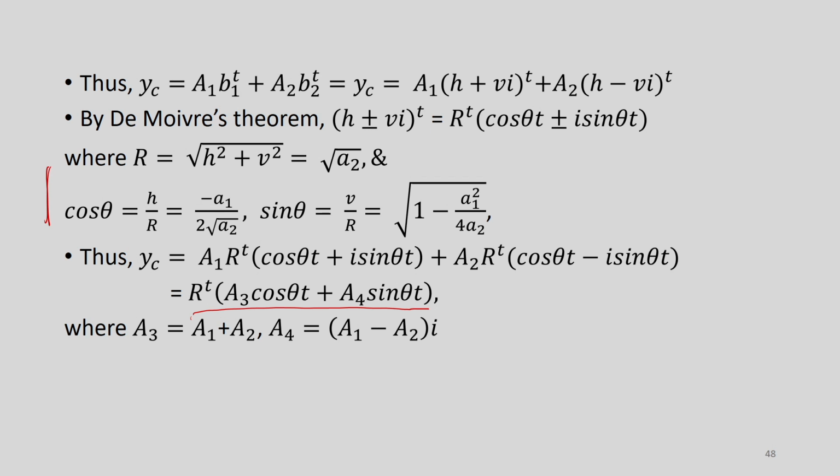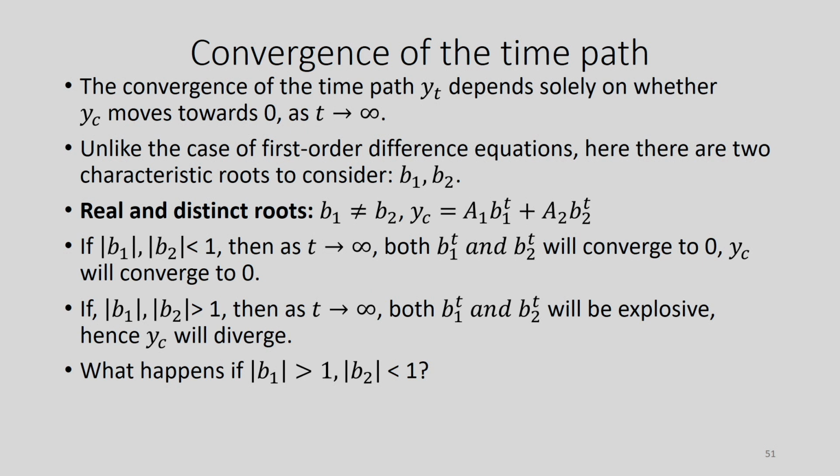All right. Now, what about the convergence? Under what conditions can we say that this y t is going to follow a stable path and it will move towards y p, as t goes to infinity. Now, here we need to know that we have two characteristic roots, b 1 and b 2. In the case of first order difference equations we had just one root, and convergence was attained when the absolute value of the root is less than 1, but here there are two roots. So, how to deal with that?